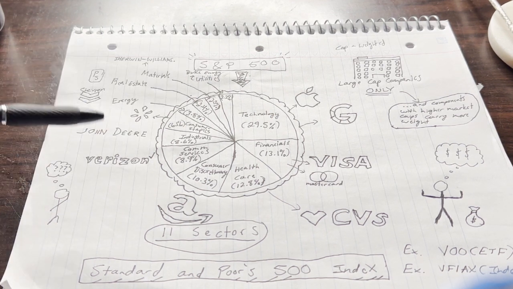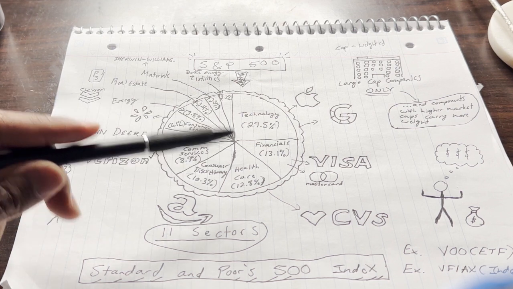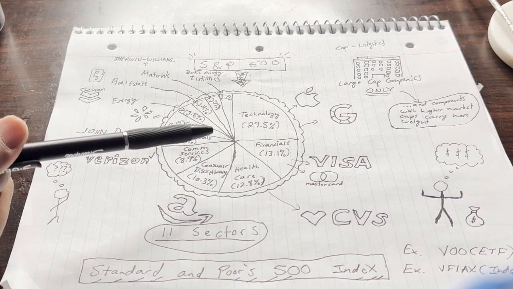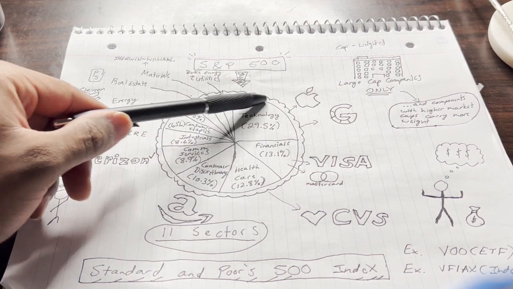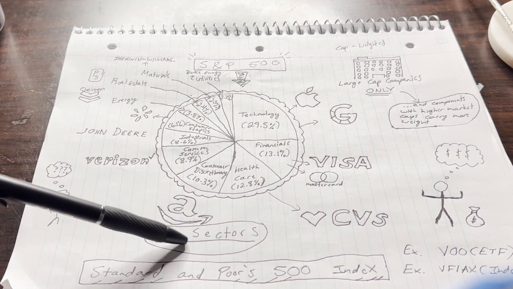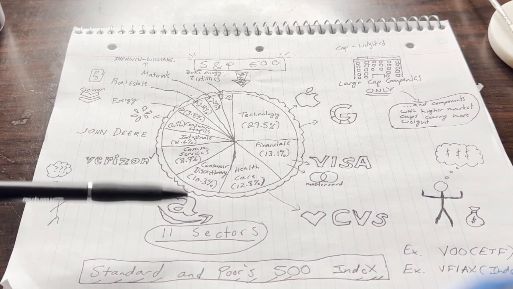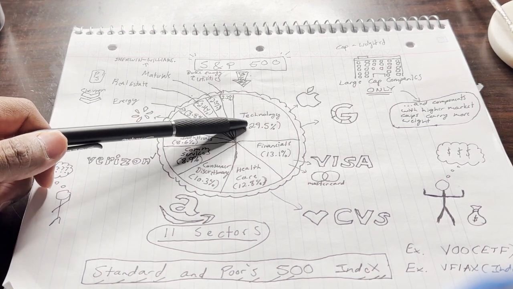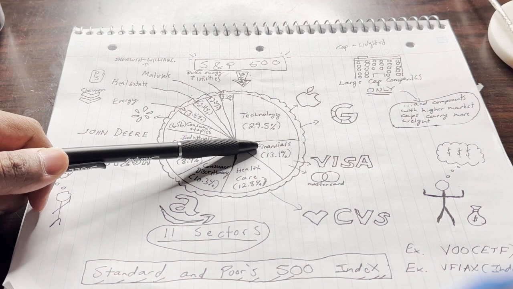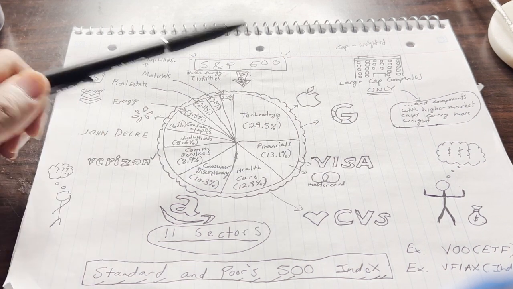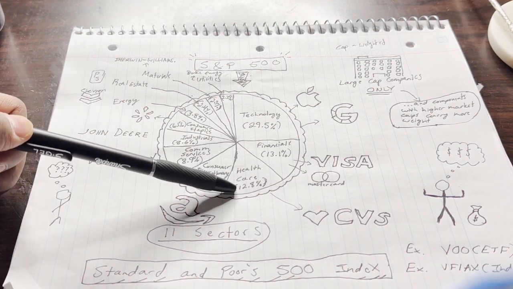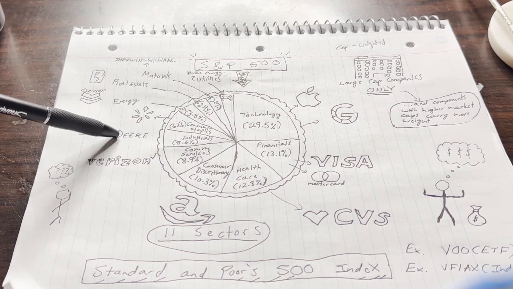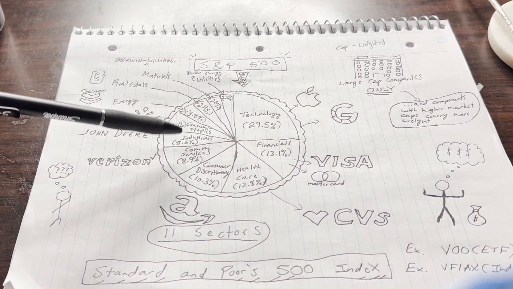And so this takes a big pie and it splits between 500 and something companies. It's like 504 companies total, but it splits them out between all 11 sectors. For those of you who don't know, there are 11 stock sectors total. And so this is mostly technology at 29.5%, and then it's 13.1% financials. So these types of companies, Visa, MasterCard, healthcare is 12.8%, consumer discretionary is 10.3%, communication services like Verizon, that's 8.9%.